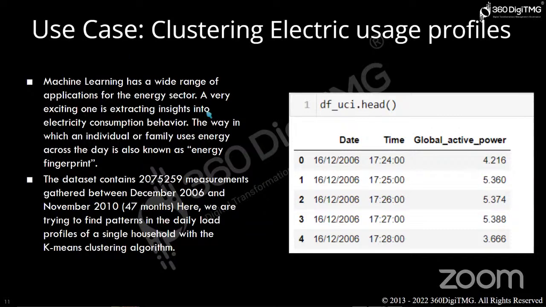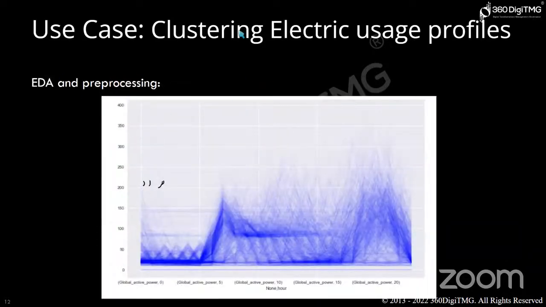So let me just run you through the various things which we saw here. This is the part where we did EDA and pre-processing. In this plot, we can see the daily load profile. It is a total of 1,456 days of results we are having here. Here we can see two clear patterns.